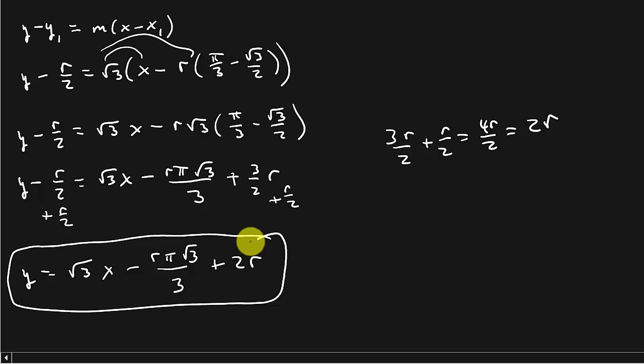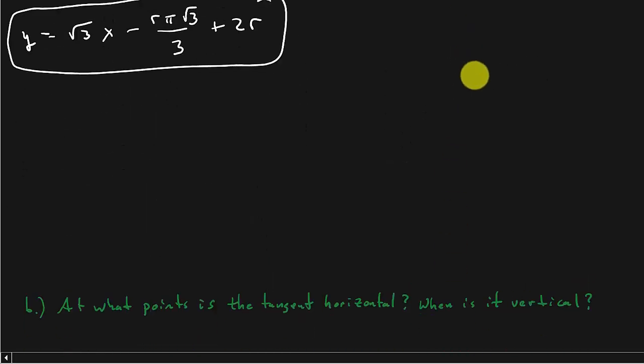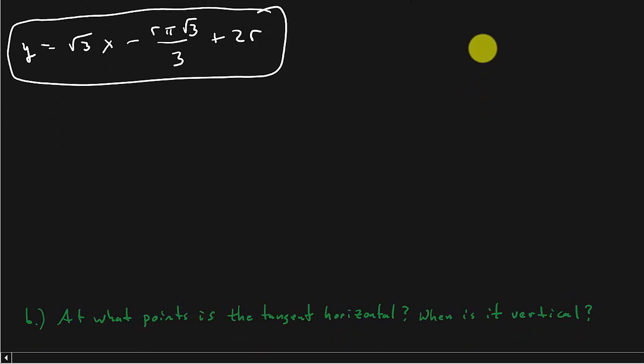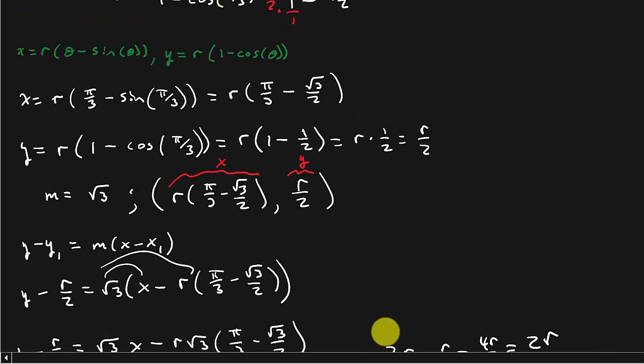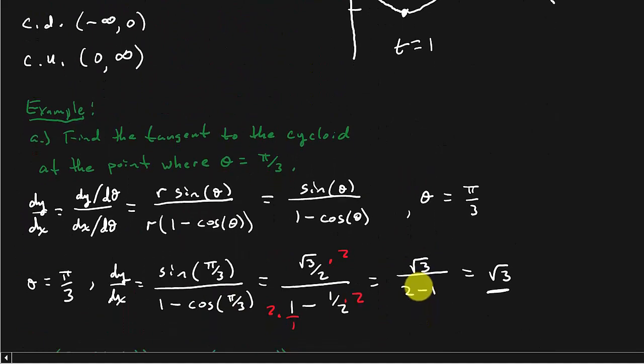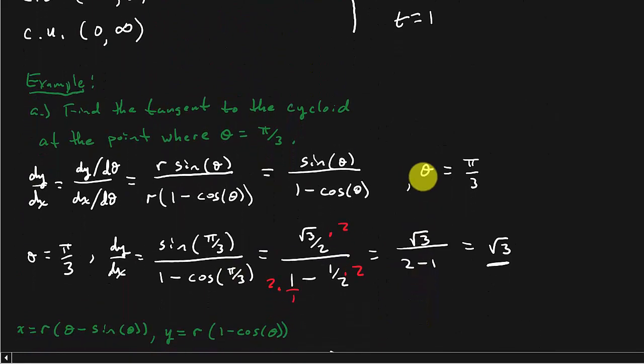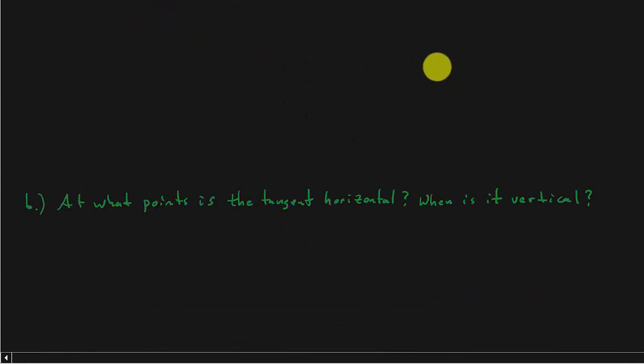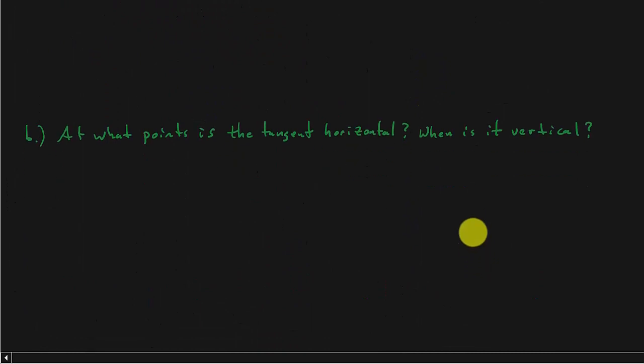Okay, and they have a part B for us also. But there's the equation of your tangent line. All right, and part B, at what points is the tangent horizontal? When is it vertical? Okay, so we did that before.